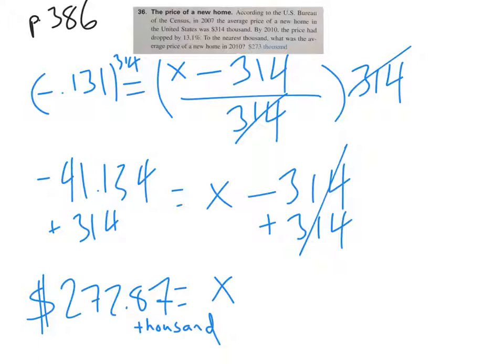So when the housing dropped by 2010, it dropped by 13.1%, and in 2010 the average price of a home was now $272,870. There we go. Okay, that's that.